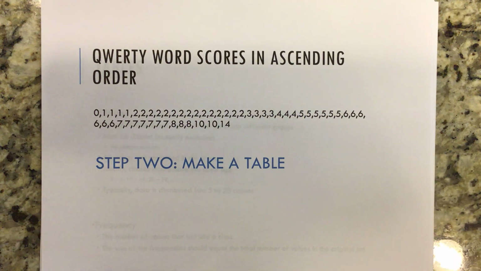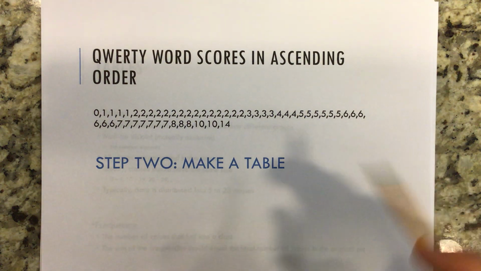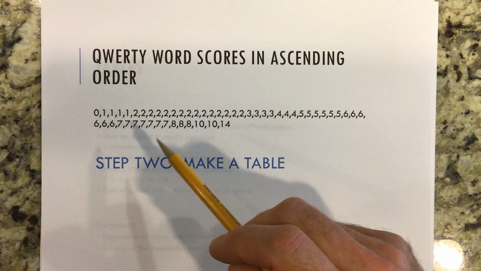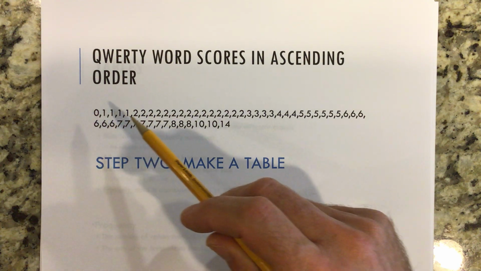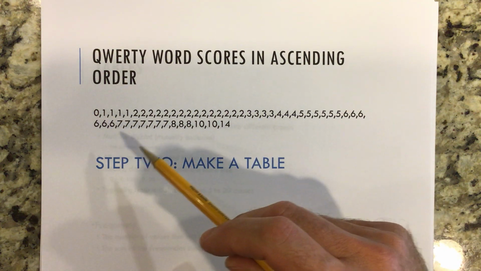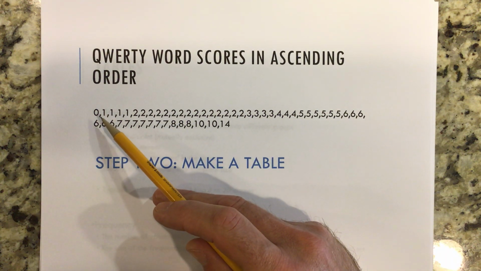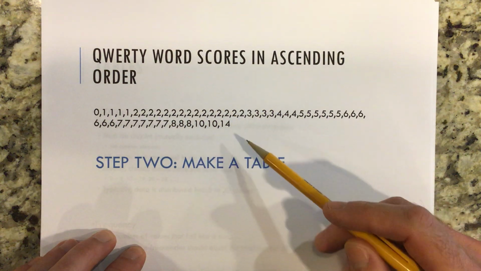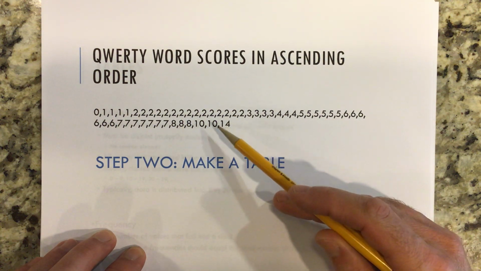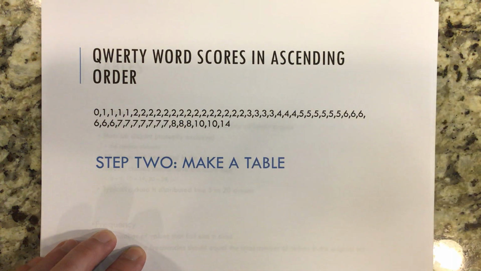So here we go. Here are those 52 words scored on the QWERTY keyboard, but instead of being in the order they occurred in the preamble, they are now in ascending order by score. So you can see the word A scored 0 on the QWERTY keyboard, and over here, I can't remember what word it was, but our highest scoring word scored 14.